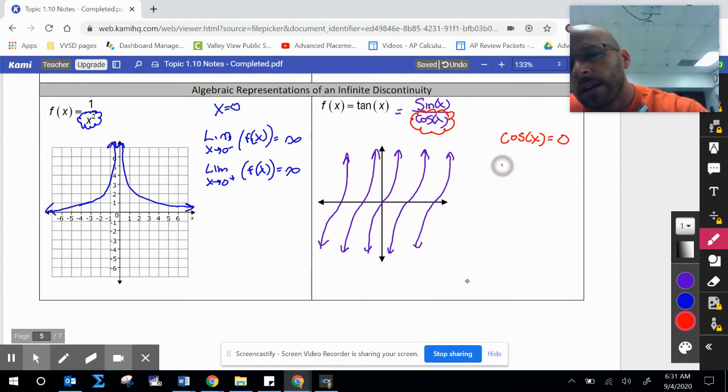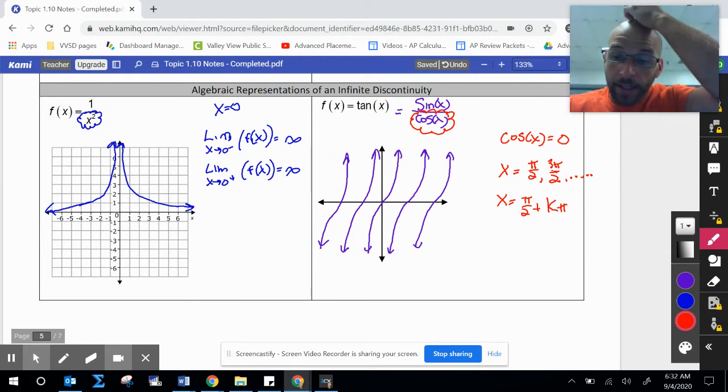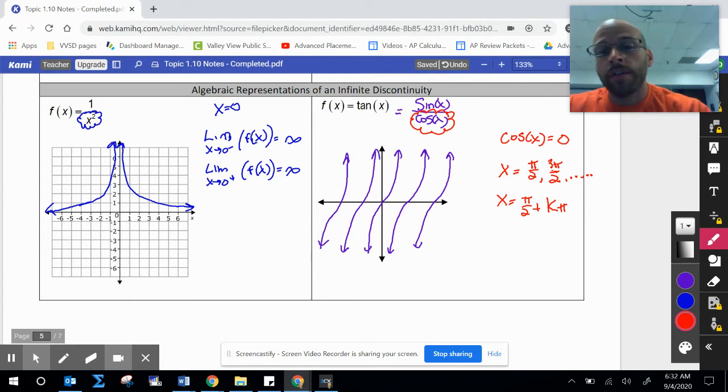And cosine of x is 0 at pi halves, at 3 pi halves, and so on. And there's an infinite number of these. So what I'm going to do is say pi halves plus, and I'm going to create that dummy variable, k pi. So if I do pi halves plus a multiple of pi, then that will give me all of the locations of a vertical asymptote.